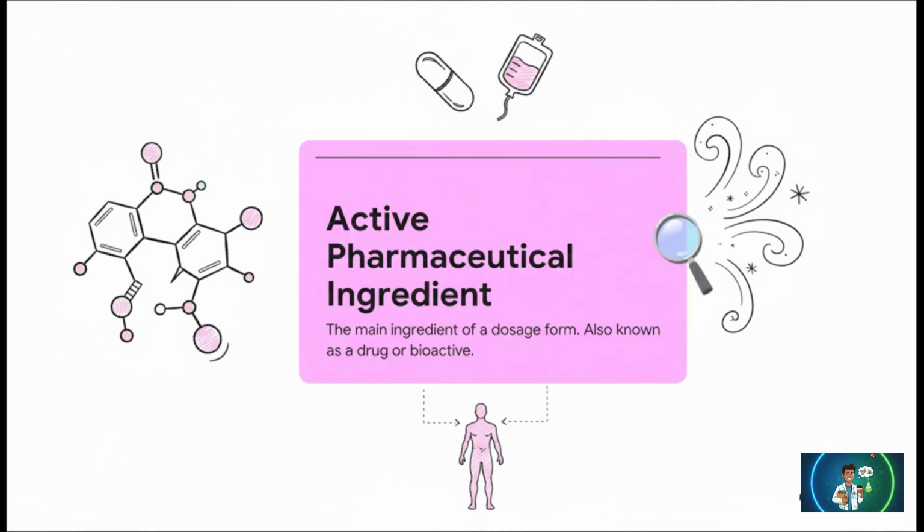And here it is. It's called the active pharmaceutical ingredient, or API for short. This is the stuff that matters. It's the actual chemical substance that interacts with your body to produce a specific intended effect. It is the entire reason the medicine works in the first place.